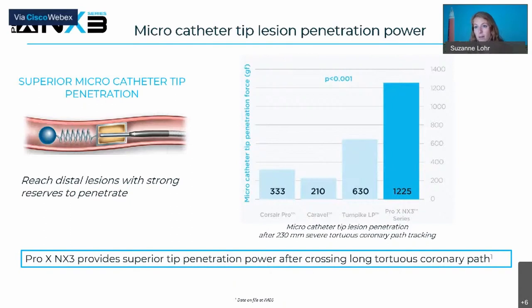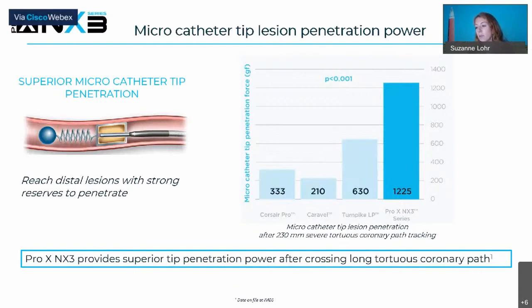The last testing that I would like to share with you is microcatheter tip lesion penetration power. When your guide wire has crossed a lesion, it is important that your device has enough penetration power to cross the lesion as well. Again, we see on the bars of the graph the microcatheter tip penetration forces. After a very tortuous coronary path tracking of 23 centimeters, there was a simulated occlusion which could be adjusted based on the penetration power that the microcatheter had. The guide wire had crossed, and then the device should cross the lesion as well. We measured what kind of forces could be created by the devices.